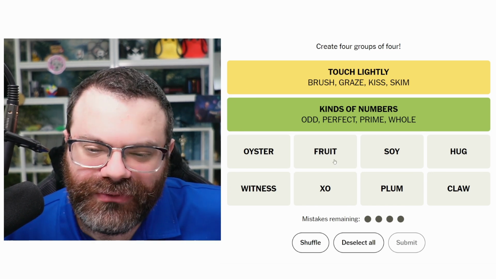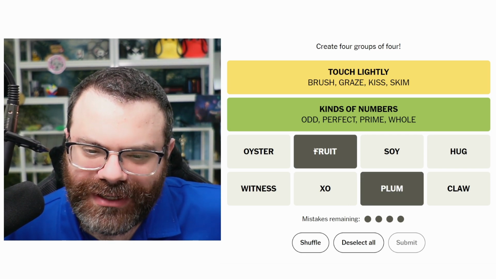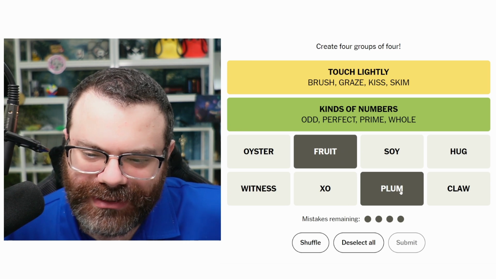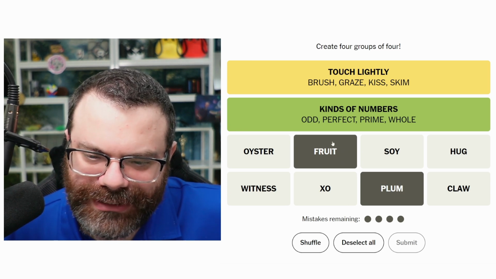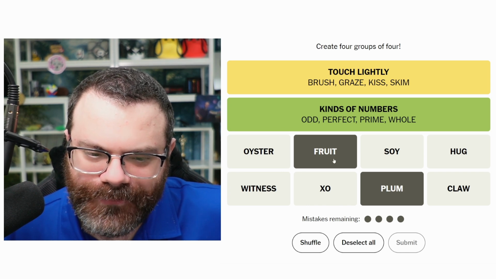I suspect fruit and plum don't go together, because it's weird to have a generic thing that encompasses a more specific thing, because plums are fruits, right? So I feel like these are two different categories. So can I build off of that?